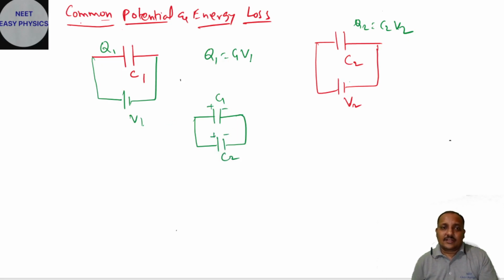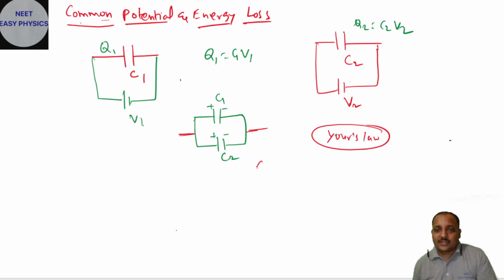Then they will ask what the common potential is. When two capacitors are connected in parallel, what will be the same? The potential is going to be the same. Now what is the common potential? How are we going to find it? According to Ohm's law, which I told you, Q is equal to CV. Now V is equal to Q by C.